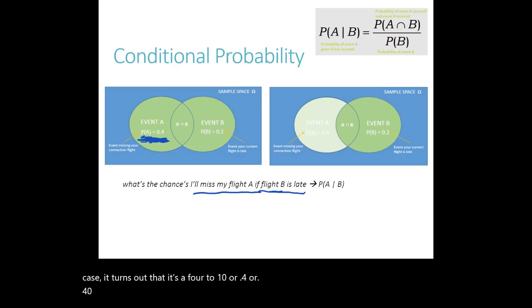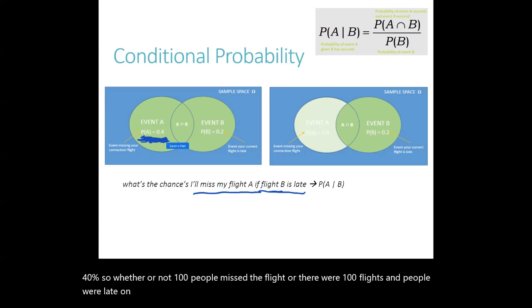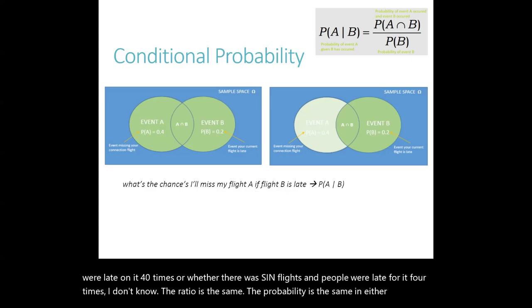So whether or not 100 people missed a flight or there were 100 flights and people were late on it 40 times, or whether there were 10 flights and people were late for it 4 times, I don't know. The ratio is the same. The probability is the same in either case.